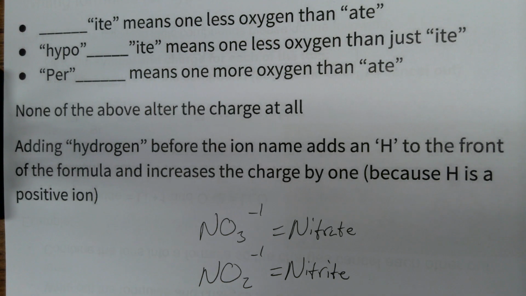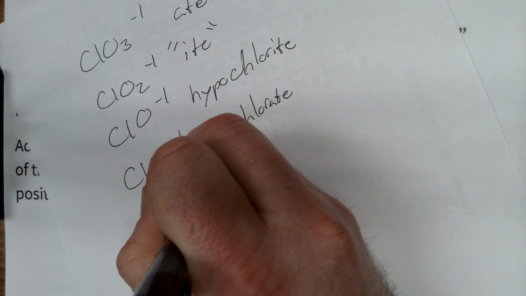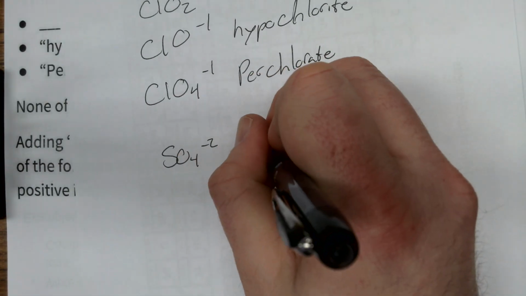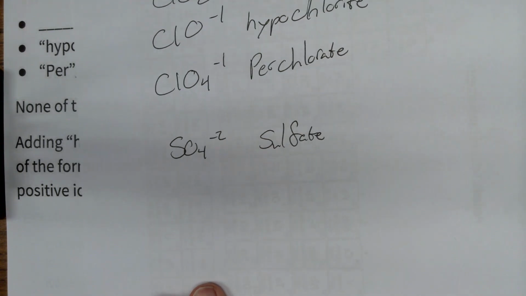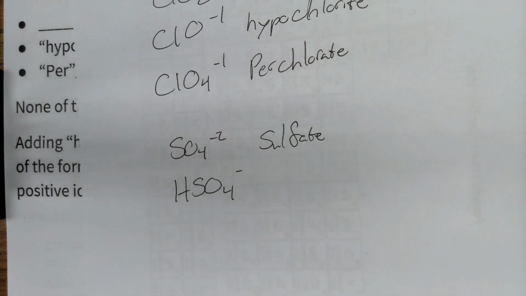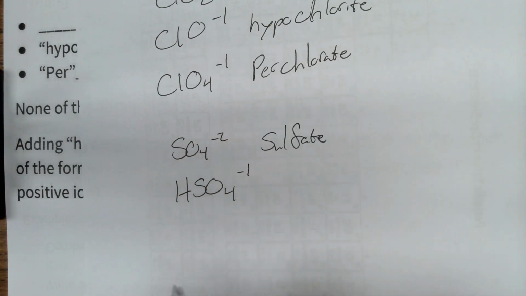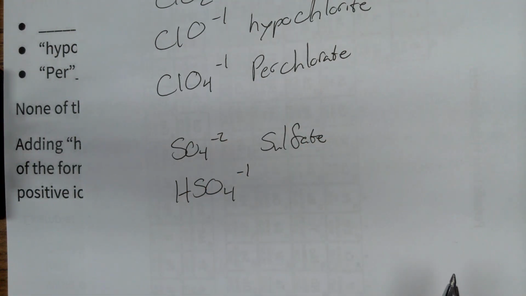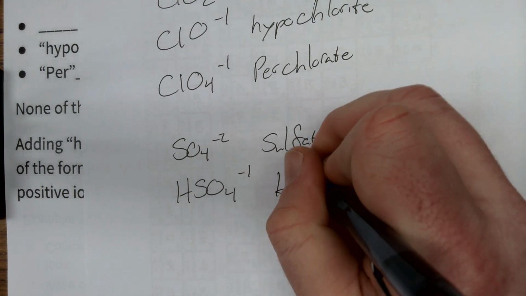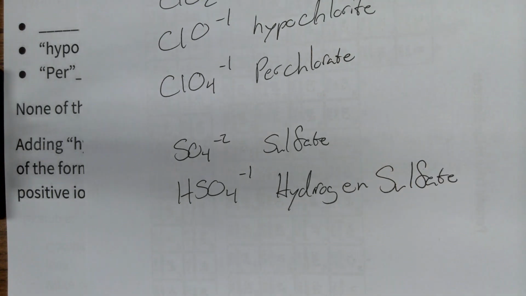The only time I alter the charge is when I'm adding a hydrogen to it. So if I have something like sulfate, sulfate is normally SO4 minus 2. That's my sulfate. If I add a hydrogen to that, HSO4, my hydrogen is going to act as a positive ion, lowering the charge from minus 2 to minus 1. That is hydrogen sulfate.